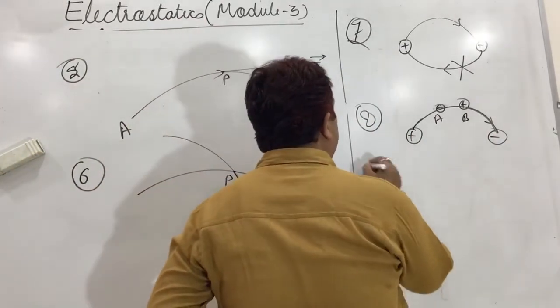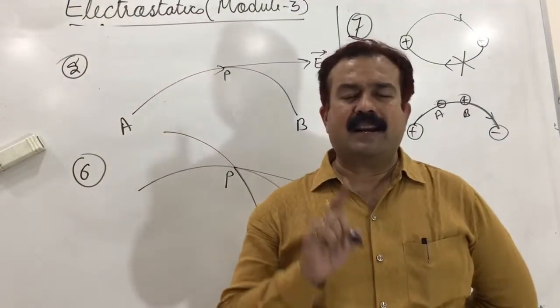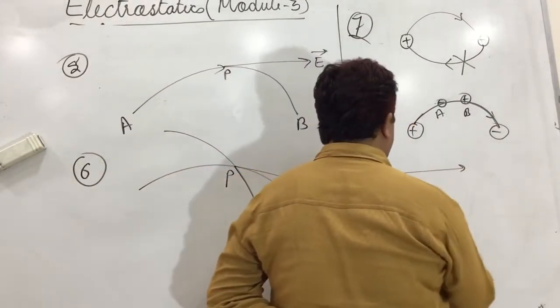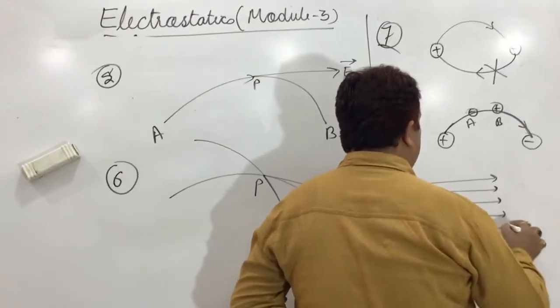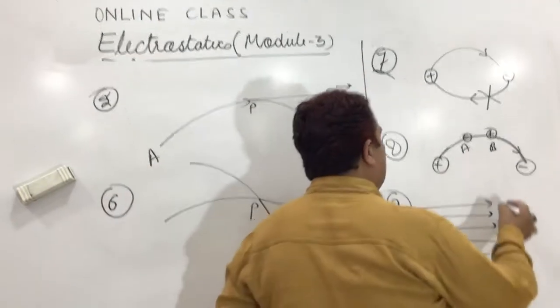Next is, if we want to make a strong electric field, then we can make crowded, equispaced electric lines of force that will show a strong electric field.